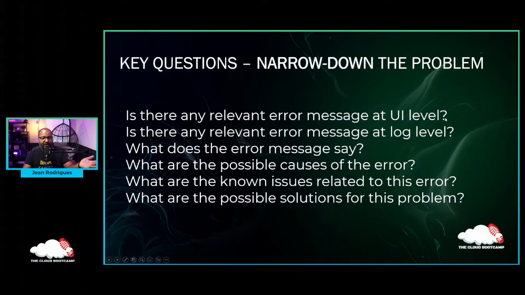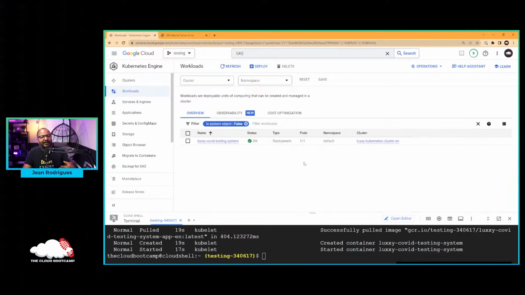Besides the internal error that we saw in the UI when we try to access the application, there's nothing else that we can look at in the UI at this time. Now, is there any relevant error message at log level? We don't know yet. So let's see if there is any log, any message inside of the log. So let's go back now and start our troubleshooting exercise again.